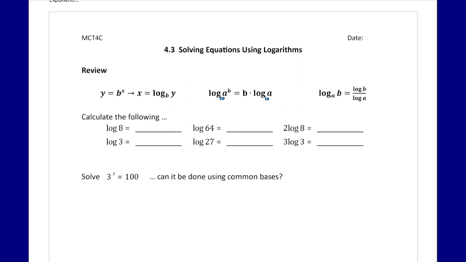If I do log base 10 of 8, I get 0.903. Essentially that would be the same thing as saying 10 to the power of 0.903 would equal 8. Log of 64 is 1.806. 2 times log base 10 of 8 is 1.806.